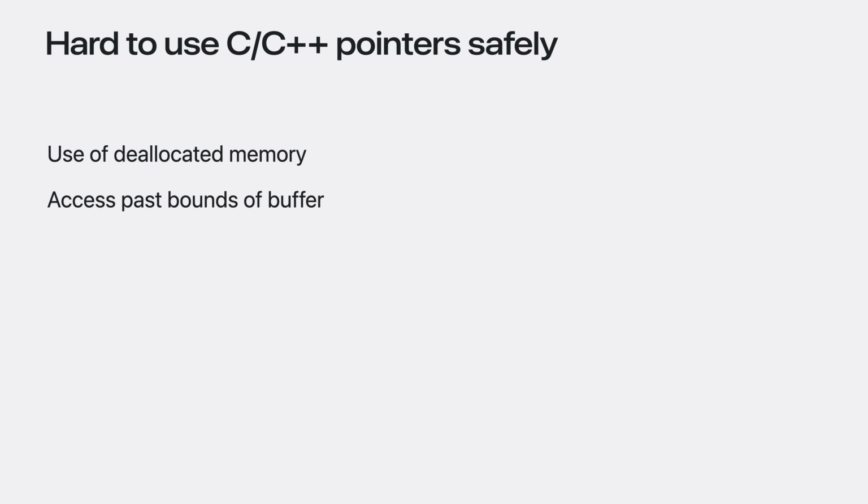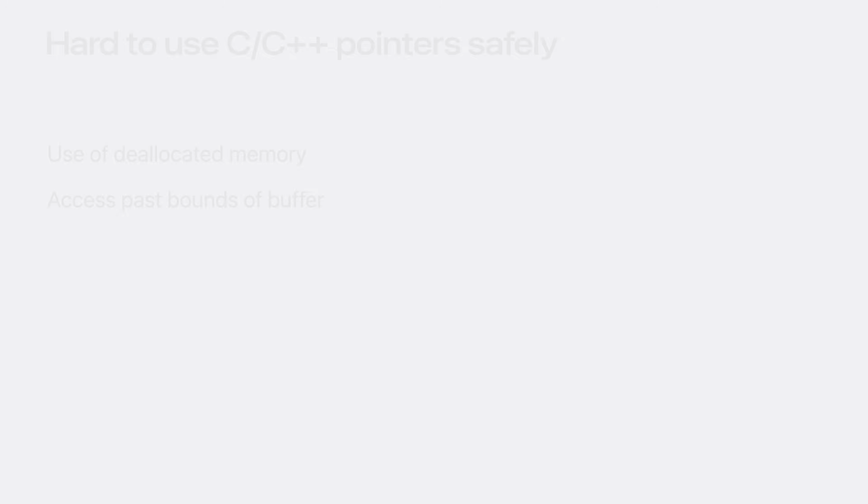Pointers are a powerful and useful tool. They give me the ability to performantly look into memory without needing to copy it. But they are very hard to use safely. The root of the problem is that C and C++ don't help programmers to avoid making mistakes. So for example, nothing stops me from accidentally using a piece of memory after it has been freed, or from accessing past the bounds of a buffer.